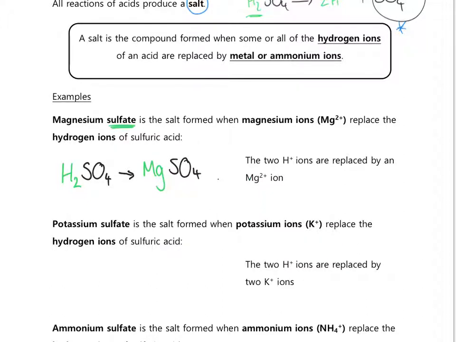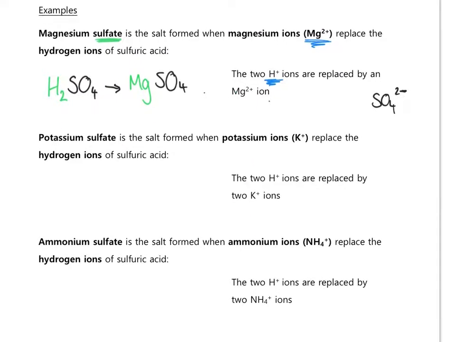Now, you may be wondering why there are 2 hydrogen ions, but there's only 1 magnesium ion. If you look at the charge here, the charge of magnesium is 2+, whereas the charge of hydrogen is just 1+. Because sulfate is SO4 2-, we needed 2 hydrogen ions to cancel that charge out, but we only need 1 magnesium ion. But we'll come back to that when we're looking at formulae, so don't worry too much about that for now.